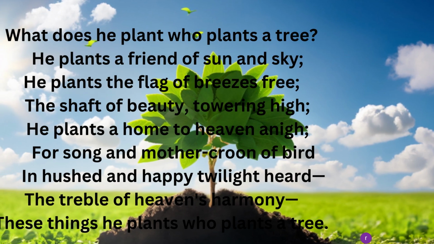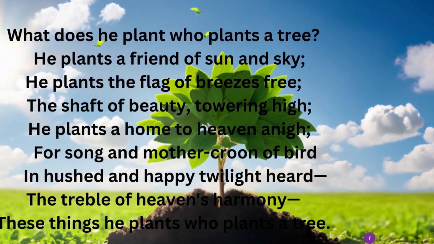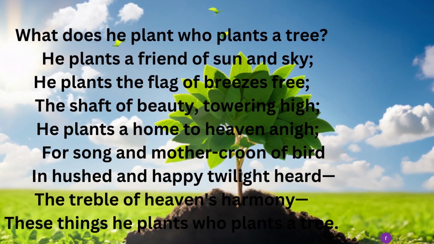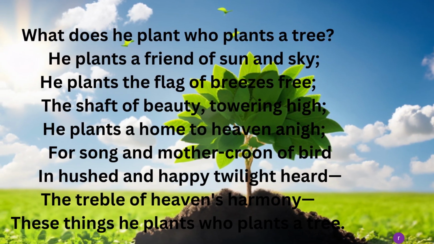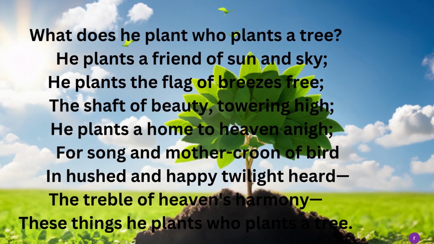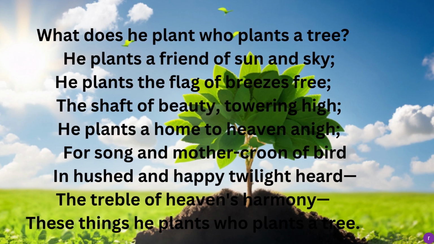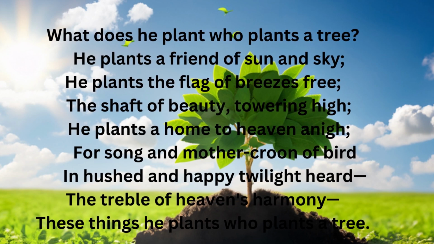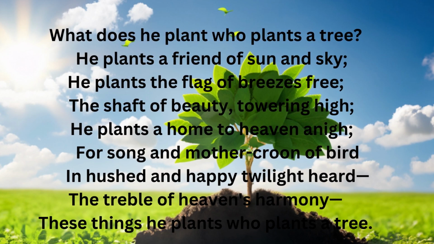So now let us start with stanza 1. Stanza 1 goes like this. What does he plant who plants a tree? He plants a friend of sun and sky. He plants the flag of breezes free. The shaft of beauty towering high. He plants a home to heaven and I. For song and mother croon of bird in hushed and happy twilight heard. The treble of heaven's harmony. These things he plants who plants a tree.